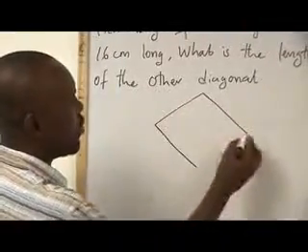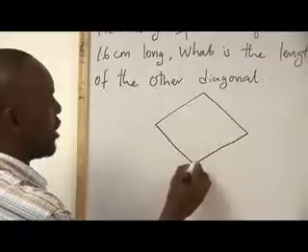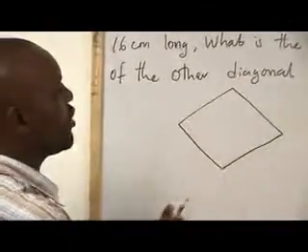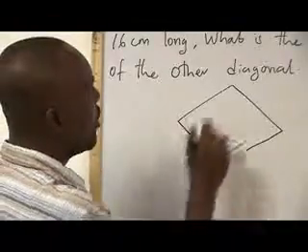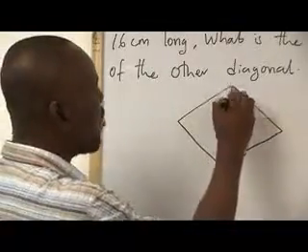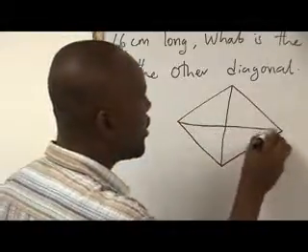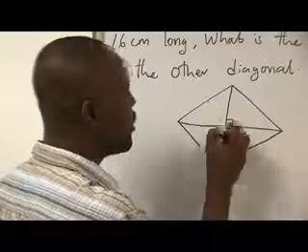All sides equal, just like a square. As a matter of fact, a square is from the family of rhombus. All sides equal, and the diagonals bisect each other at 90 degrees.